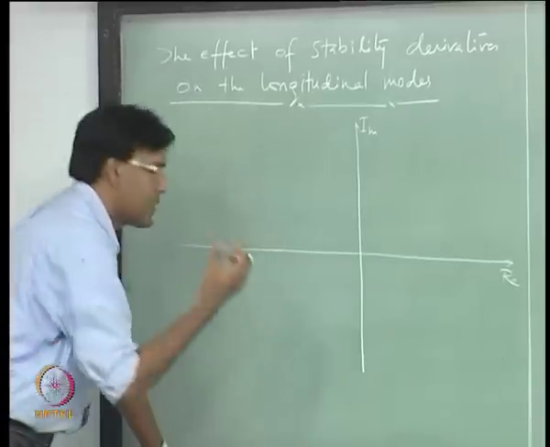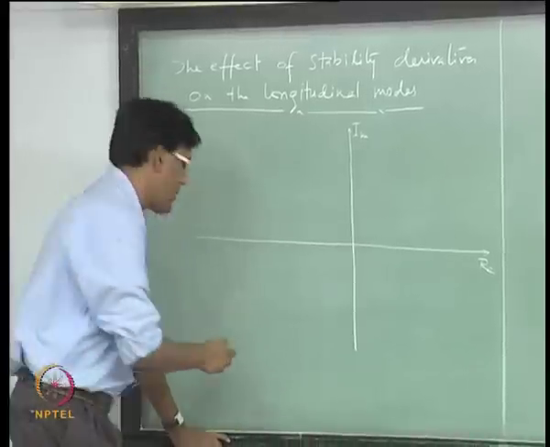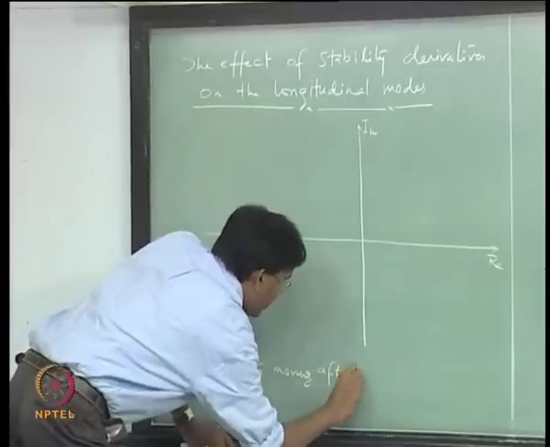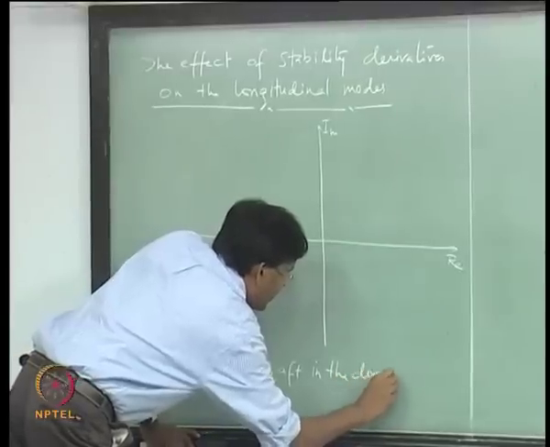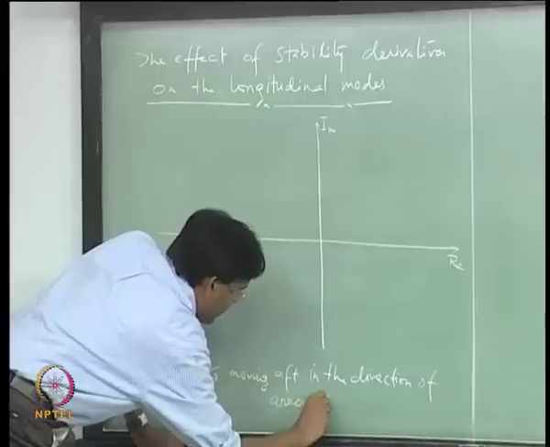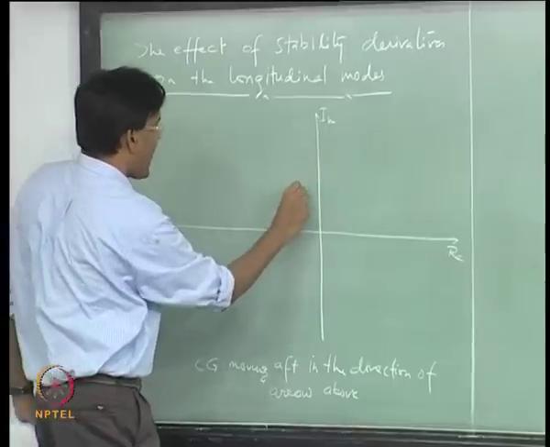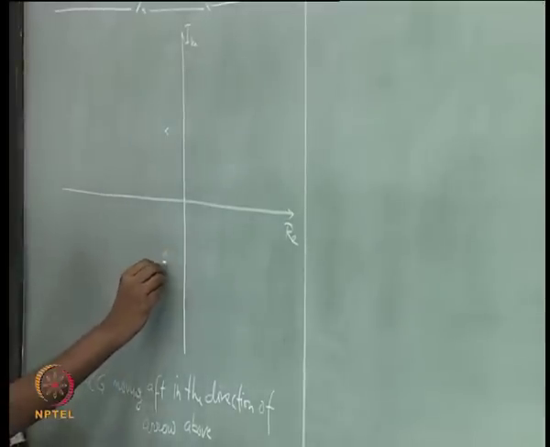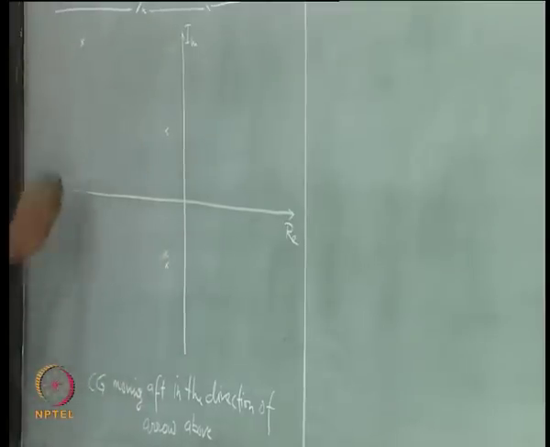So, the variation in the direction of the arrow is CG is moving up. To start with, my CG is at some place, and then I start moving the CG backward, right, towards the neutral point. So, static margin is going to decrease, right. So, let us see what happens to the fugoid mode eigenvalues and the short period mode eigenvalues.